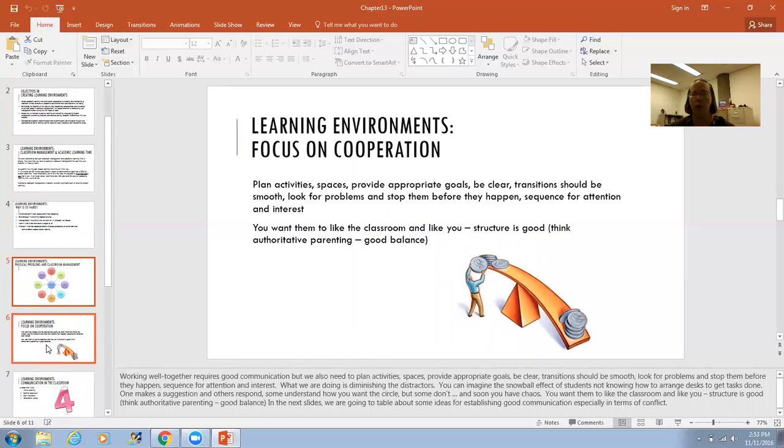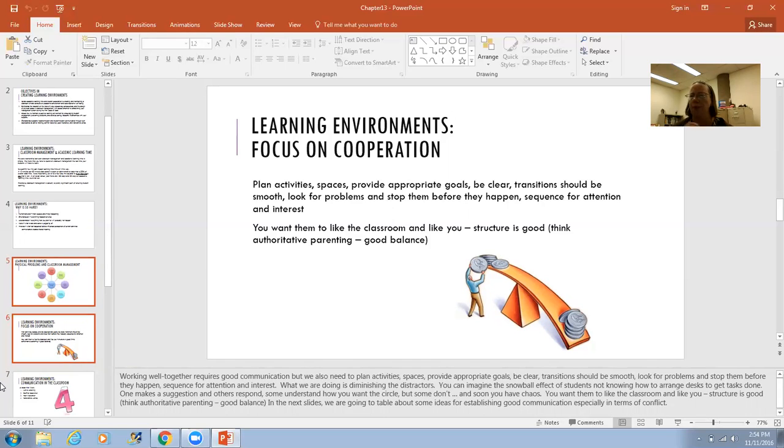We want to create a sequence for attention and interest. So what we're really doing is diminishing the distractors. You can imagine the snowball effect of students not knowing how to arrange desks to get tasks done. One makes a suggestion and then another one responds. Some understand how you want the circle, but some don't. And soon you have just chaos. We've all experienced that in some classrooms.